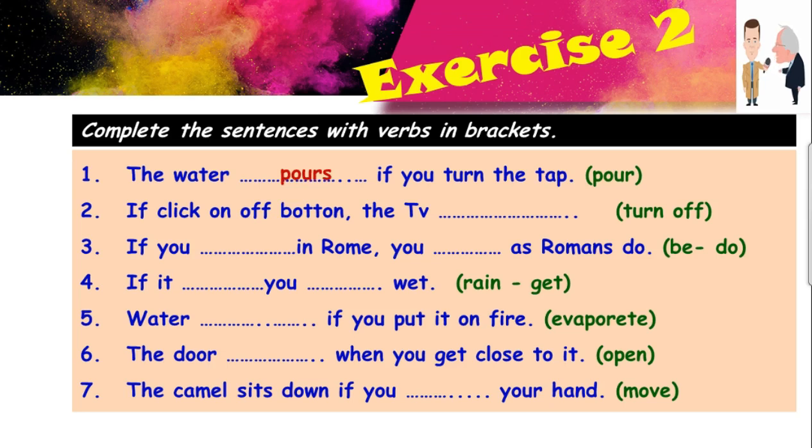Let's do number 2. If you click on the off button, the TV turns off. Number 3. If you are in Rome, you do as Romans do. Very good. Number 4. If it rains, you get wet. Number 5. Water evaporates if you put it on fire. Number 6. The door opens when you get close to it. Number 7. The camel sits down if you move your hand. Very good.